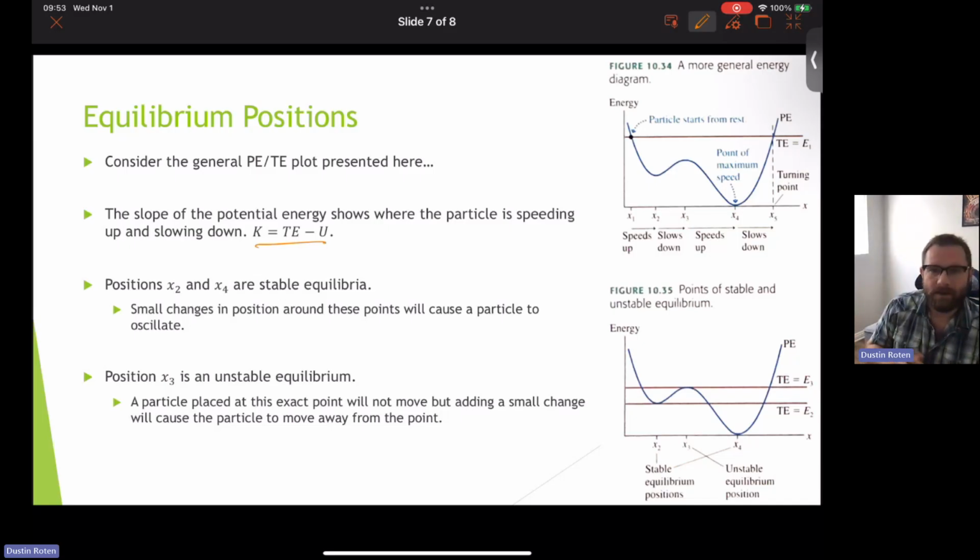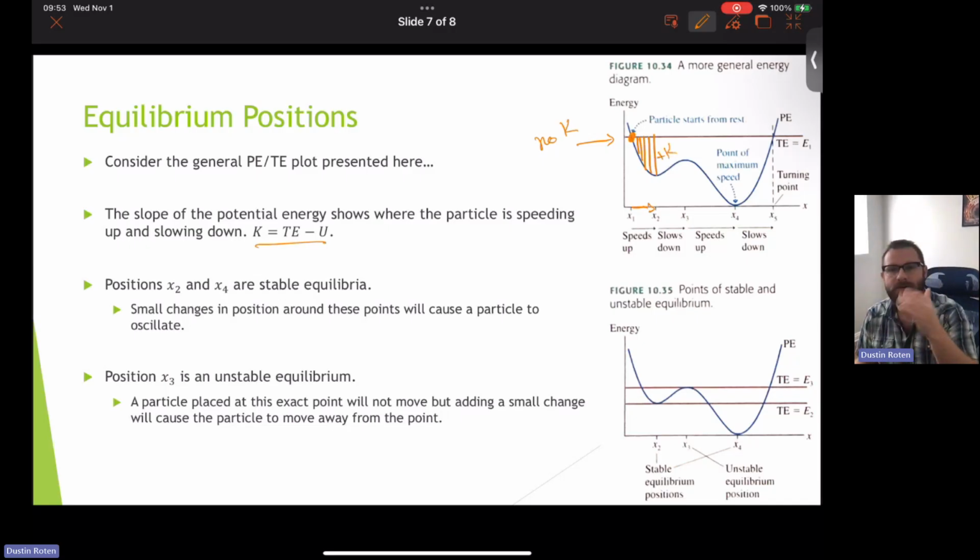Okay, so it turns out as this particle moves from rest, so we're up here. Now, how do we know it's at rest? Because it's at a turning point, okay? When you're at a turning point, there's no kinetic energy, so it has to start from rest. Now look at what happens here. As we move from x1 to x2, we're speeding up because we're getting more and more kinetic energy.